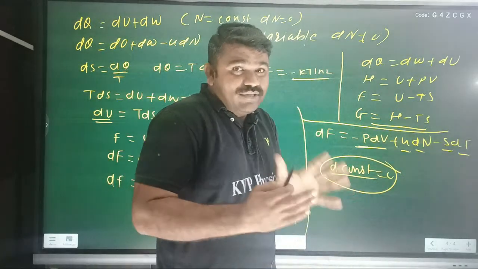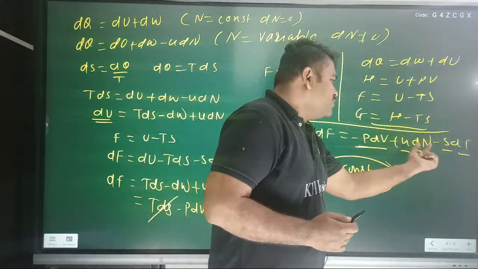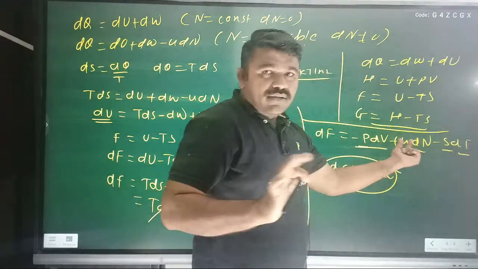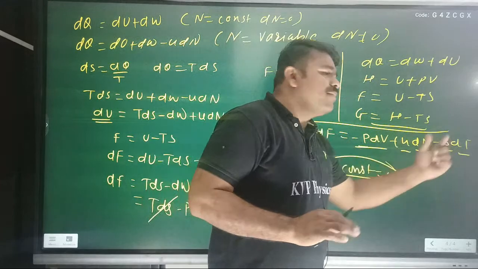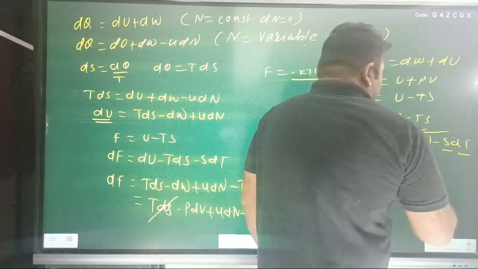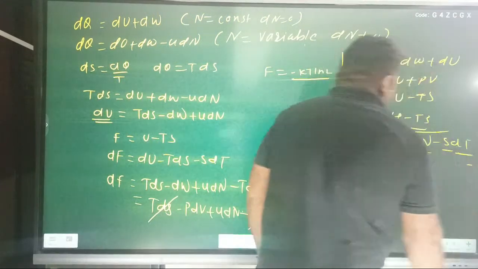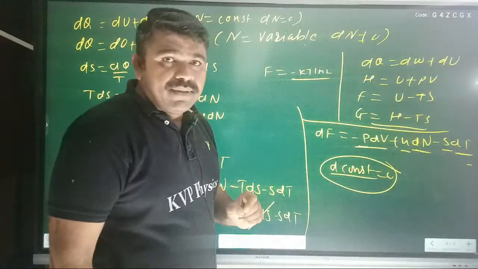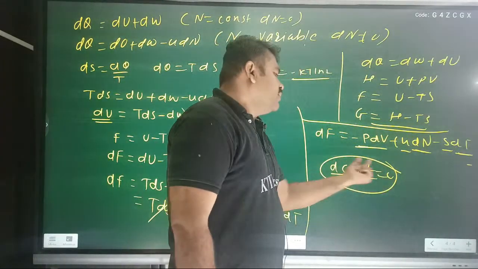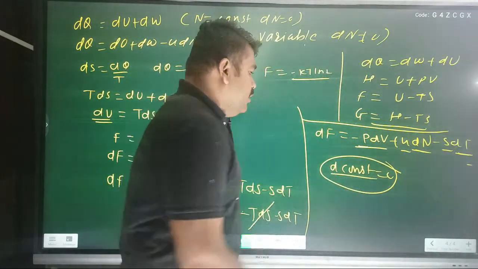So how can we make these 0? Which two quantities? Two quantities, mu dN and S dT. We cannot make the chemical potential 0, nor the entropy. Okay? So for which part can we make it 0? We can take dN equal to 0 and dT equal to 0. We know that any constant term gives 0 if we take the derivative of these functions.